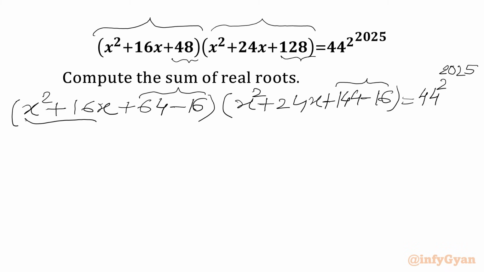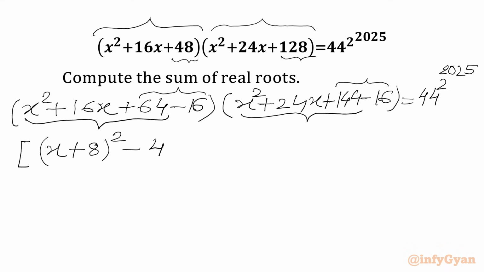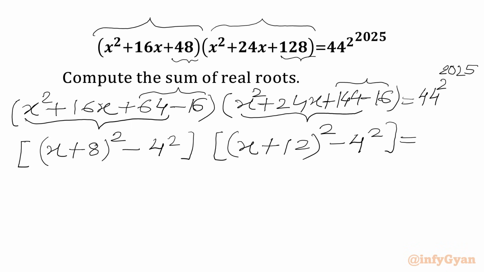Now from the first three terms of both the brackets, we'll get one perfect square. Here we will write (x plus 8) whole square, and 16 is 4 square. Times, here we will write (x plus 12) whole square, again 16 is 4 square, equal to 44 raised to the power 2 raised to the power 2025.